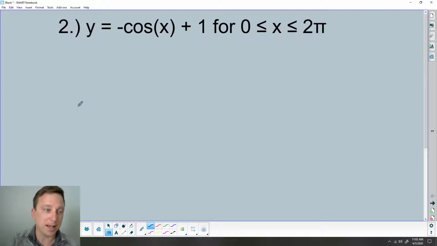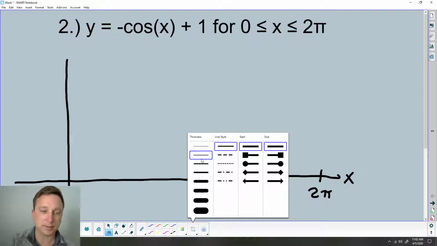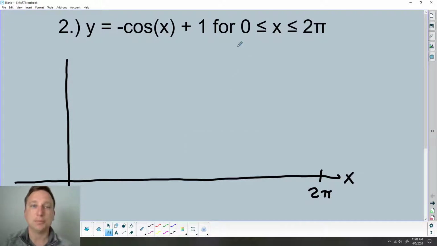So we'll just go with black here. There's my y-axis. Here's my x-axis. So here's x. Let's call this right here 2 pi. Then we're going to go from 0 radians to 2 pi on our x-axis. I'm going to make this a little smaller.